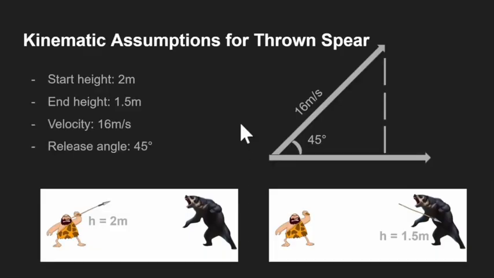We had to make some kinematic assumptions for the thrown spear. First of all was that it's thrown from a starting height of 2 meters, and then where it punctures the Arctodus is 1.5 meters. The velocity of the spear is 16 meters per second, which was seen in the table earlier, and the release angle is 45 degrees, which maximizes total potential distance.